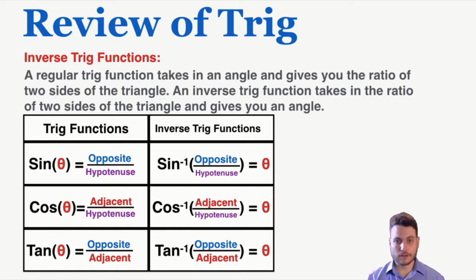Similarly, a regular trig function takes in an angle and gives you the ratio of two sides of the triangle. An inverse trig function takes in the ratio of two sides of a triangle and gives you an angle, so it works just like any other inverse function. Using the inverse trig functions is going to require your calculator. There's no way in the type of trig we're doing to do this in your head.